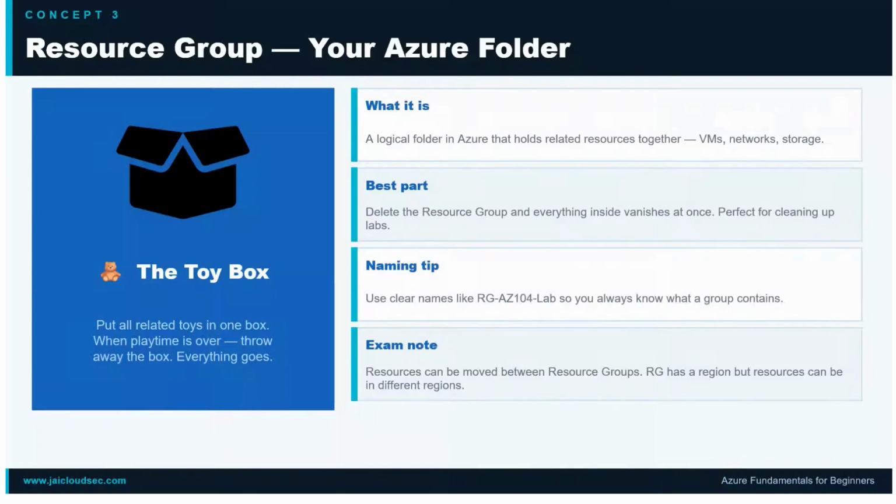Third is resource group. Think of a resource group like a toy box. You put all your related toys in the same box so you can find them easily. And when you're done playing, you throw away the whole box and everything inside disappears at once. In Azure, a resource group is a folder that holds all your related resources together. Virtual machines, networks, storage, they all go inside one resource group.